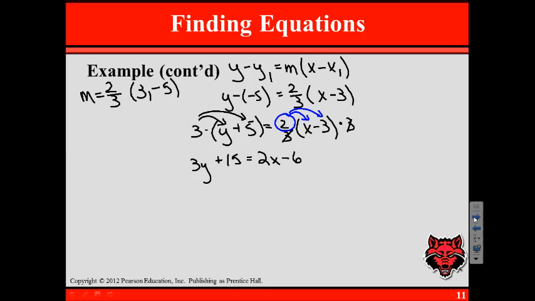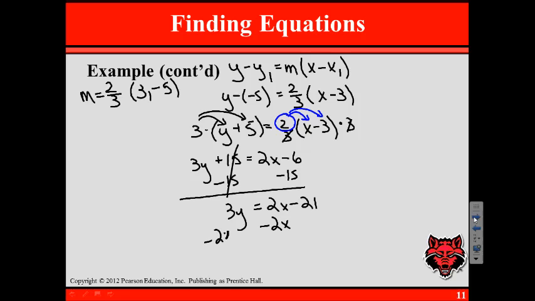Now, regardless of the form we want, we always start by moving our constants to the right-hand side. That gives us 3y equals 2x minus 21. Because we want our answer in standard form, we now move our x terms to the left-hand side. We subtract 2x from each side of the equation. The 2x is canceled on the right. We're left with negative 2x plus 3y equals negative 21.